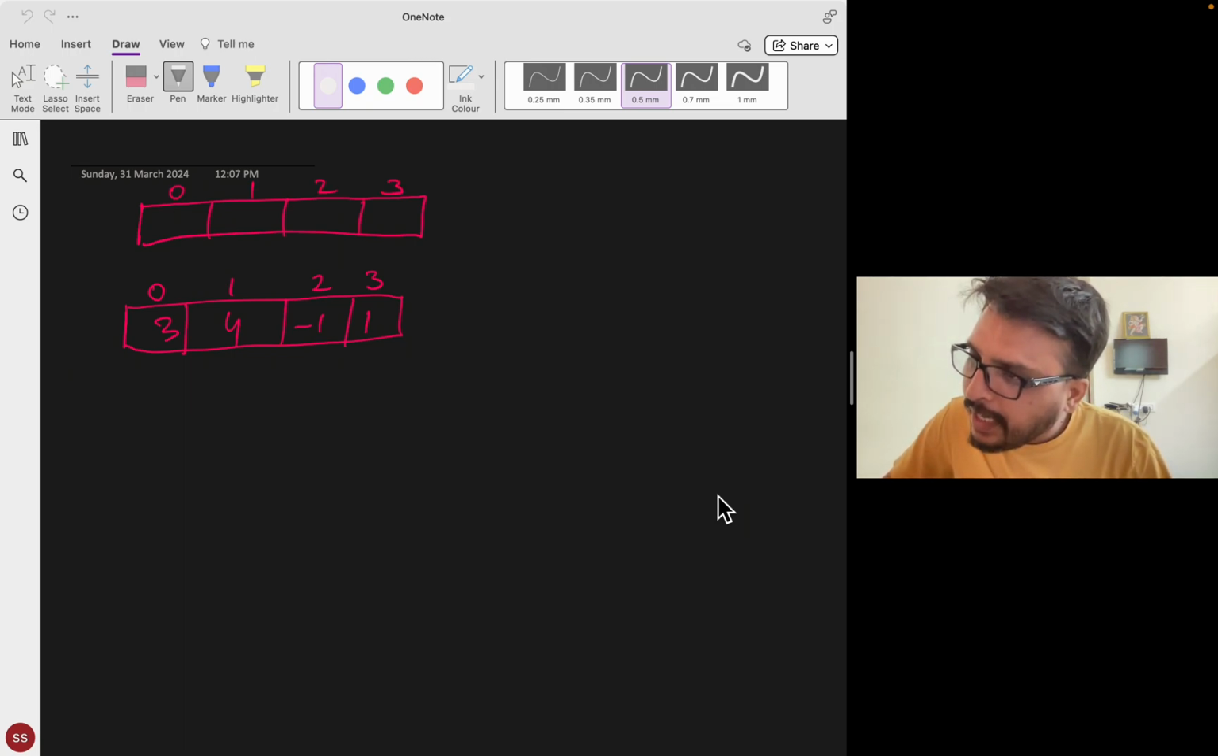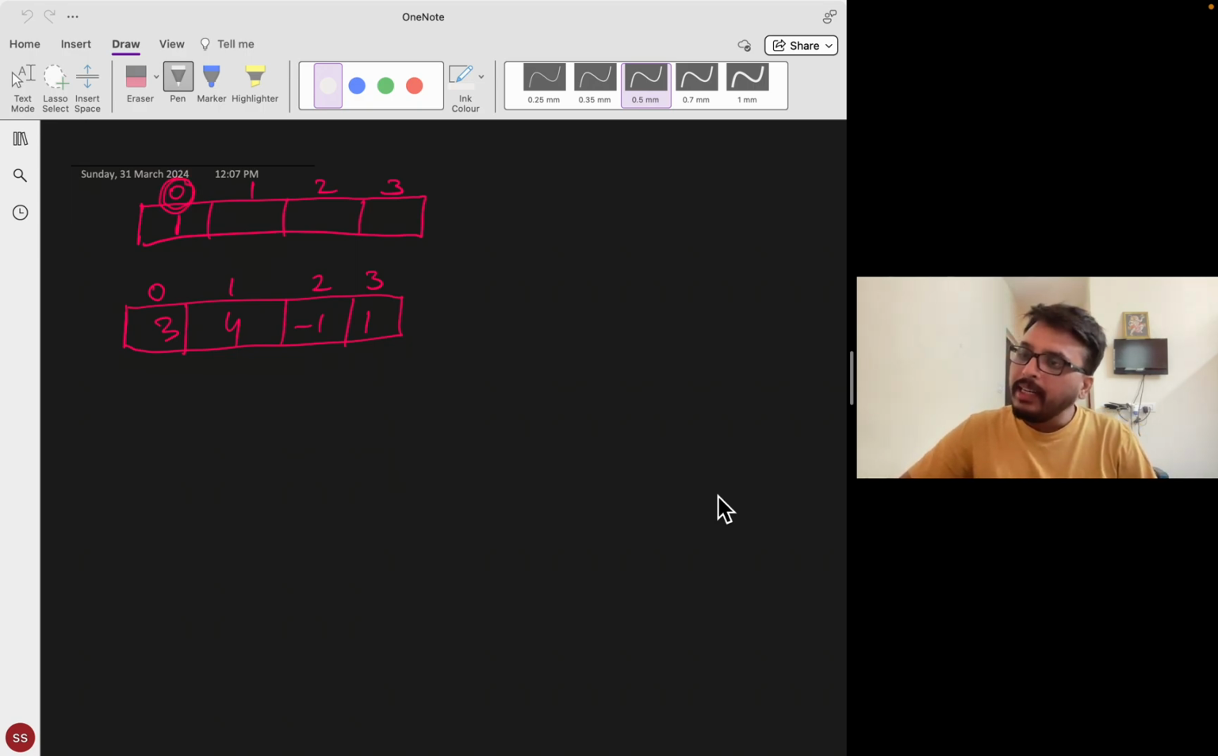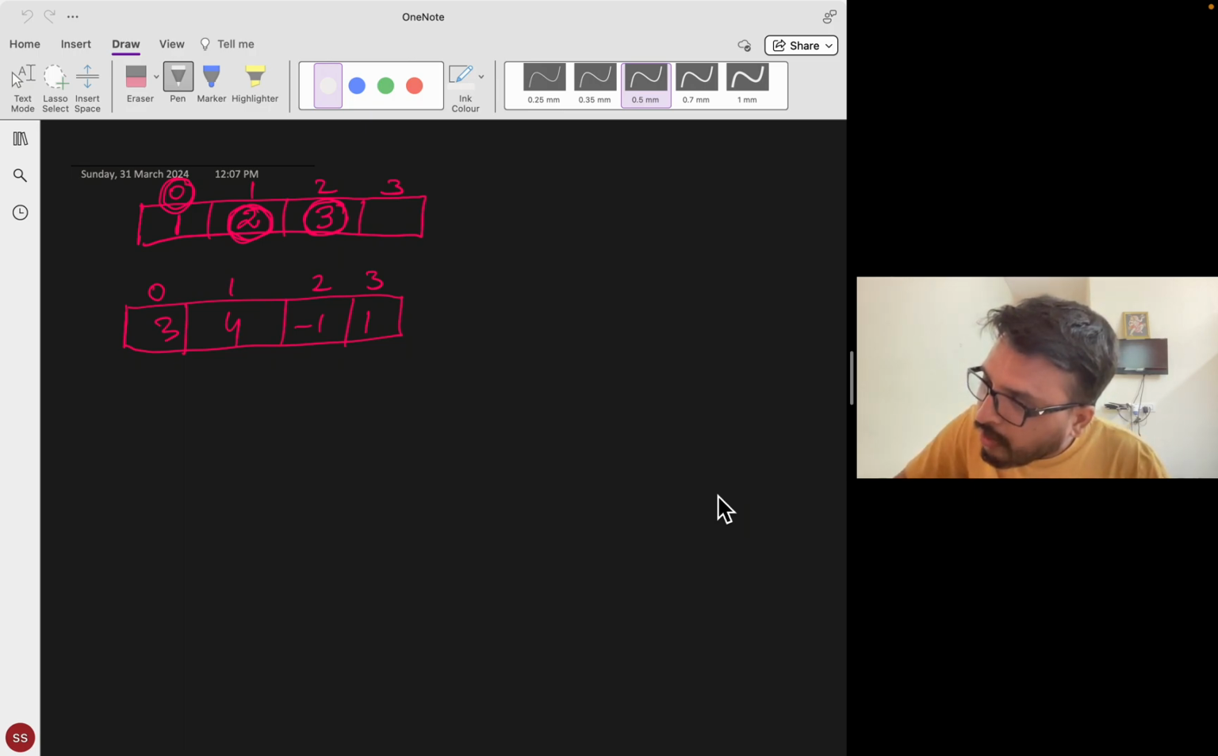At the 0th index I am expecting 1. So I will keep doing swapping until I get 1 at the 0th index. Then I am expecting 2 at index 1, so I will keep swapping until I get 2 at the first index. I am expecting 3 at the second index, and similarly I expect 4 at the third index.